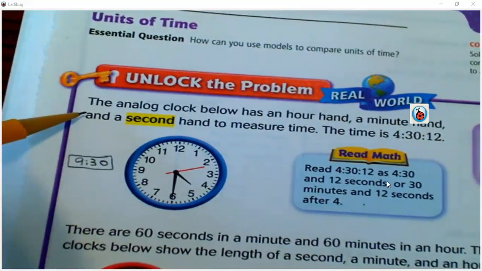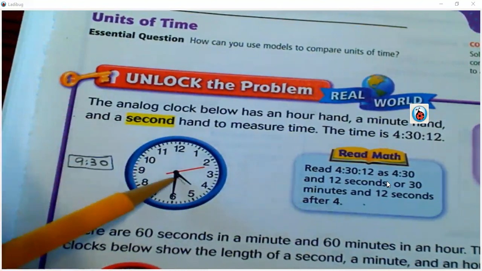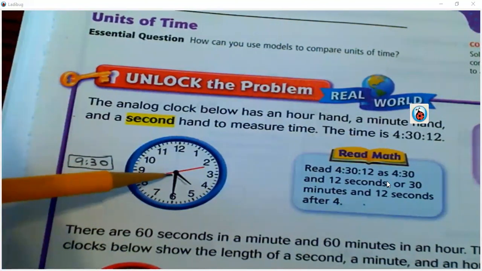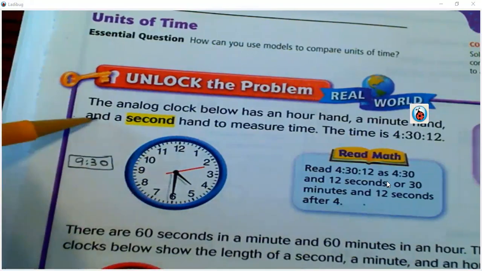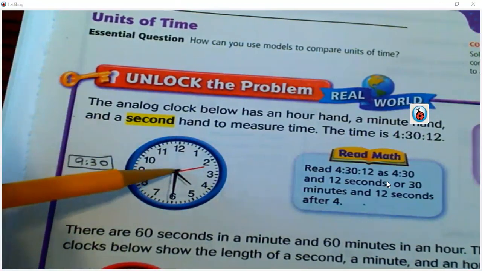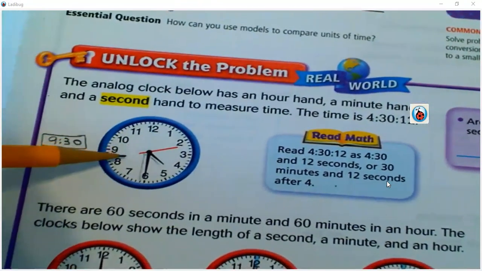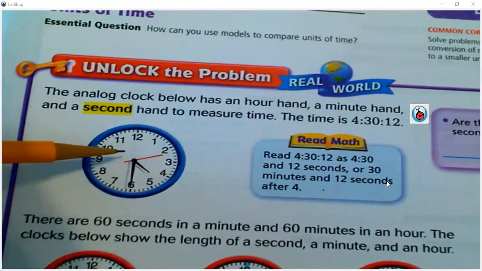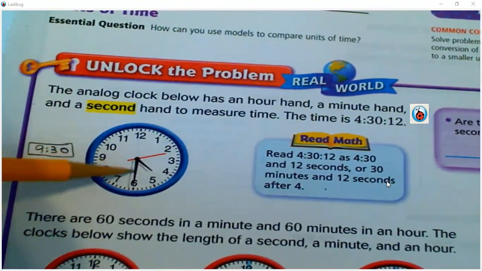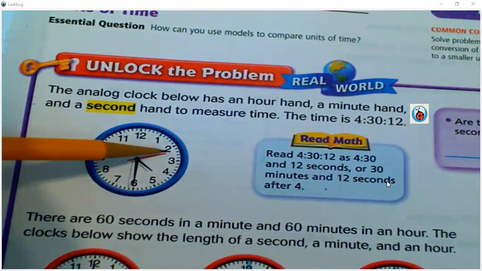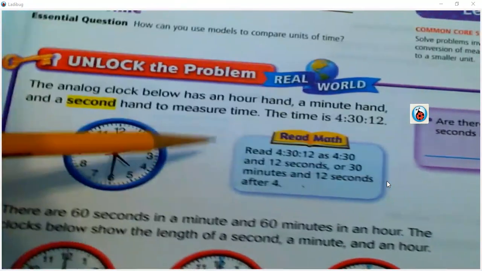And the analog clock below has an hour hand. This is the hour hand. Remember, the hour hand is shorter. It has a minute hand. Here's our minute hand. And this one even has a second hand. You might have a watch that has a second hand timer like that. This one is red in our model here. And it says that this time, shown on this analog clock, is 4:30 and 12 seconds.